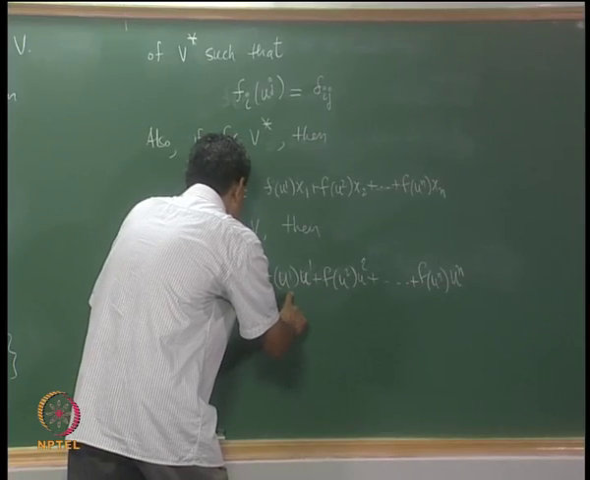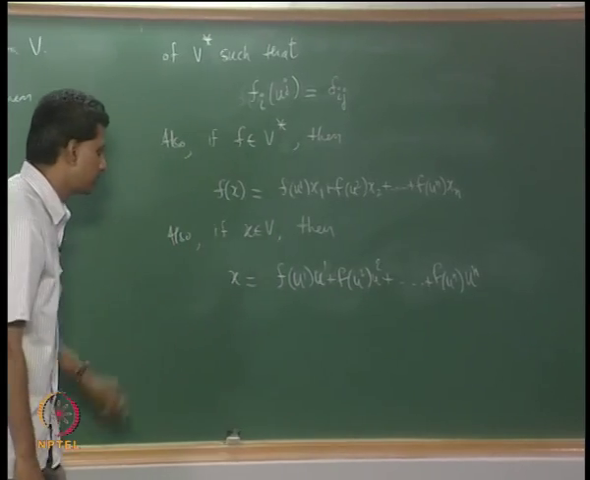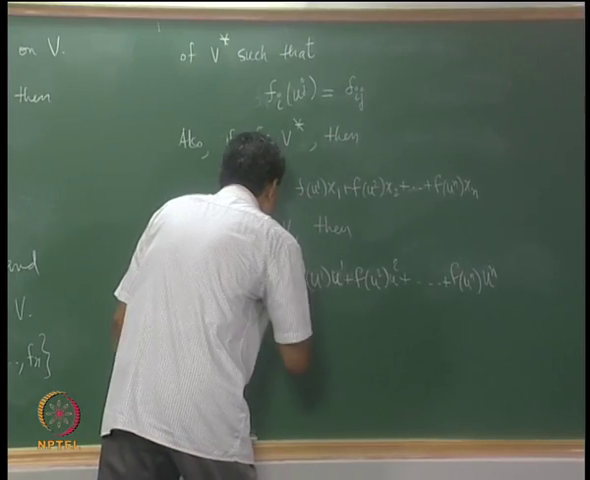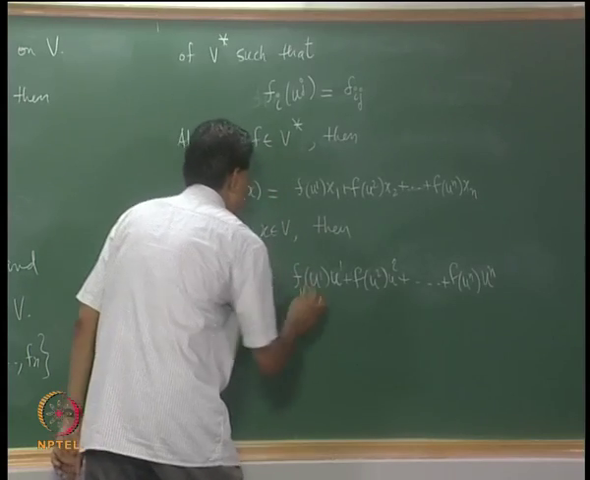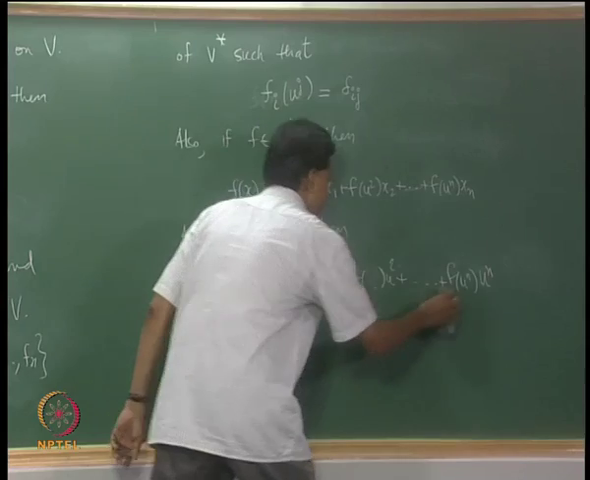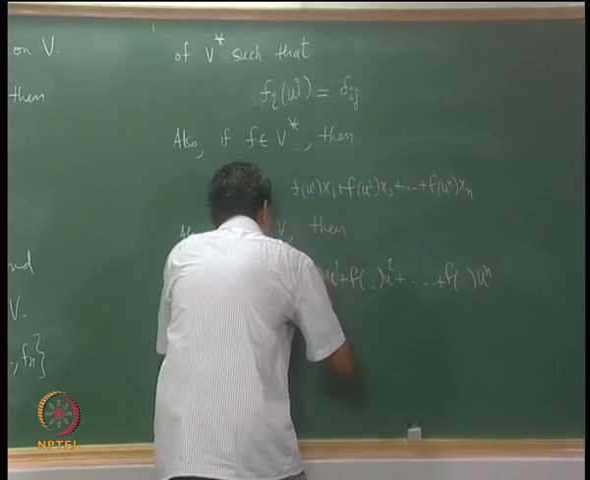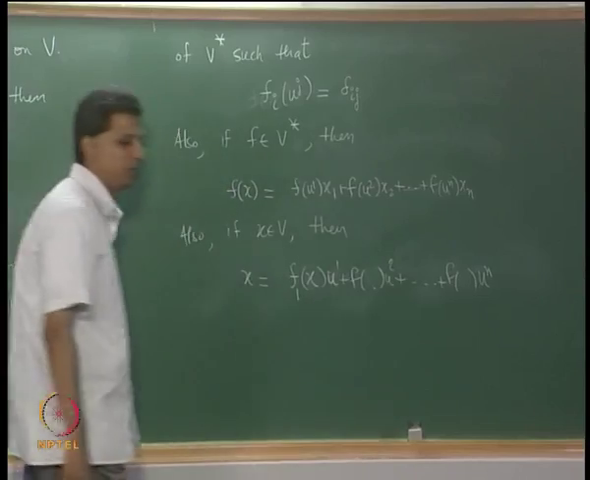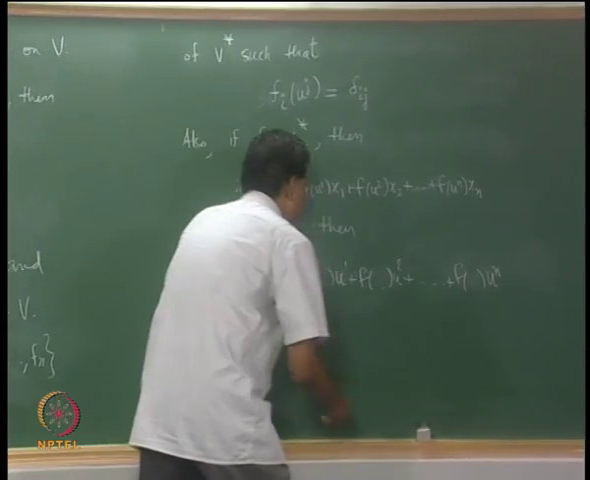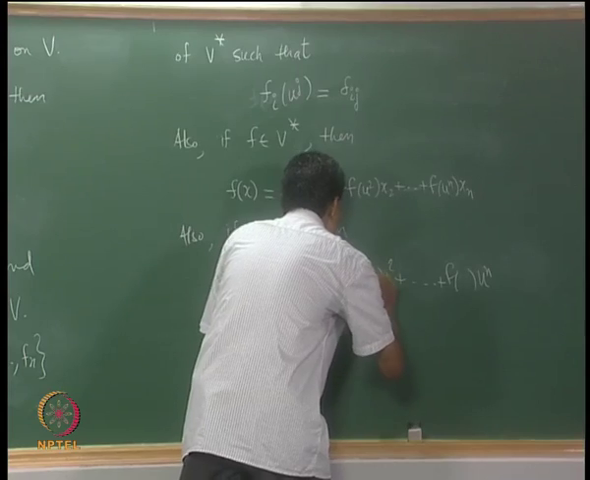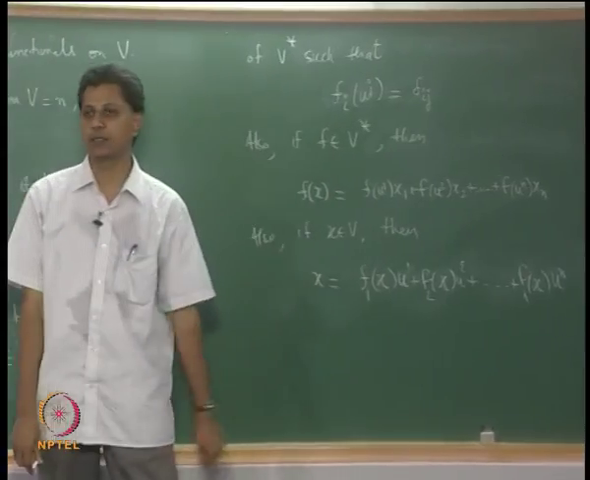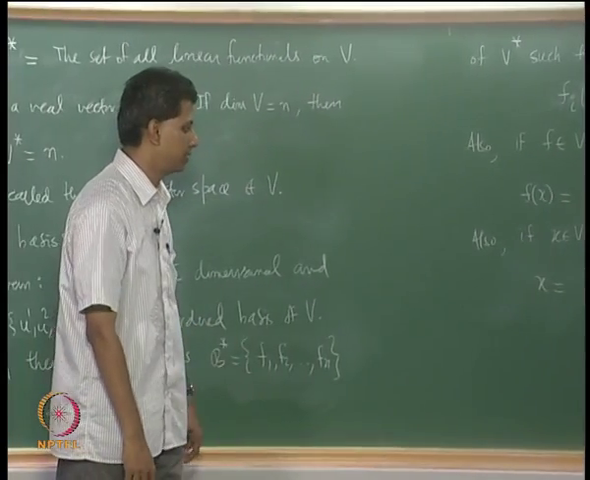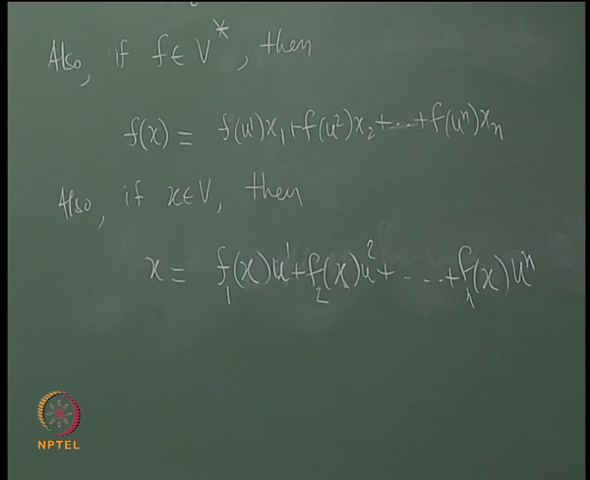See, then x can be written as... I want to write F1 of x. So, yeah, what I want is this. F1 of x, see, these numbers depend on x. F1 x u1 plus F2 x u2, etc., Fn x un. This is the explicit representation of any vector x in terms of the dual basis vectors.